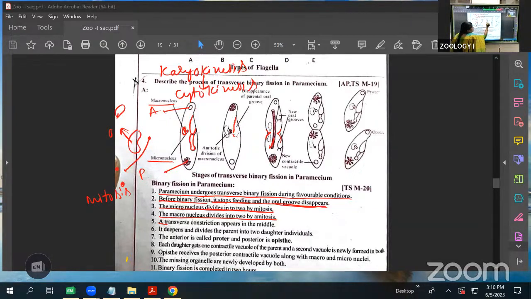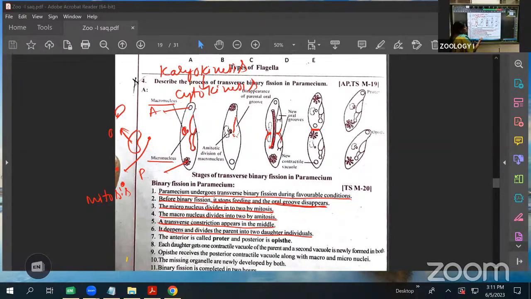After the division of the nuclei, what will happen? The transverse constriction appears in the middle. One constriction occurs and it deepens. In the next step, you see that it deepens further and divides the parent into two daughter individuals. See this one, the anterior one and the posterior one, the daughter individuals are formed.